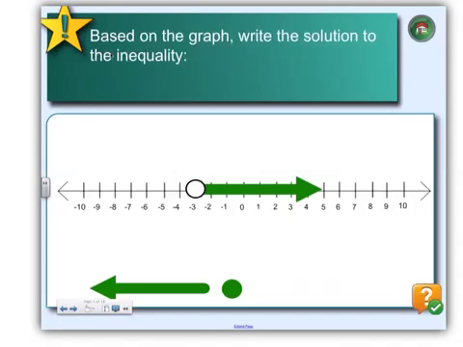So give this a shot, and that should be your first example. Write the solution to this inequality.